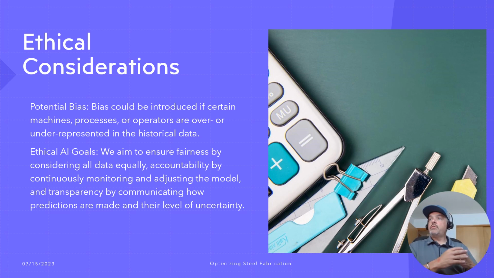One potential source of bias in our project could be if certain machines, processes, or operators are over or underrepresented in the historical data. To meet the goals of ethical AI, we aim to ensure fairness by considering all data equally, accountability by continuously monitoring and adjusting the model, and transparency by communicating how predictions are made and the level of uncertainty.